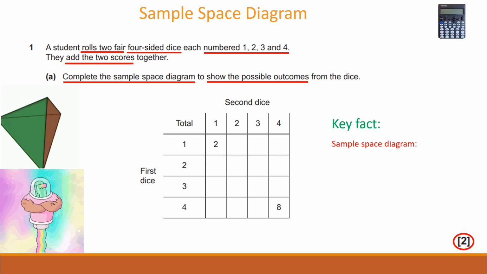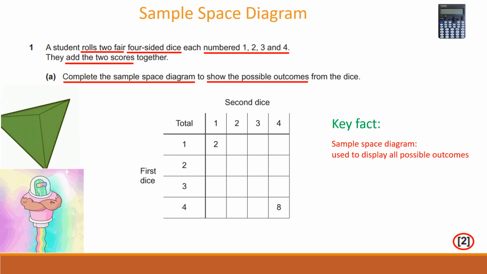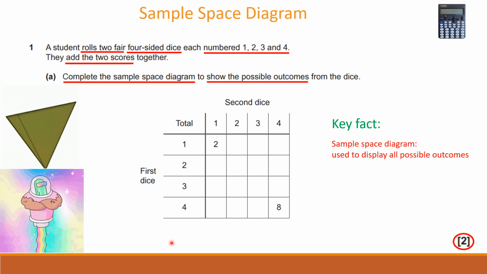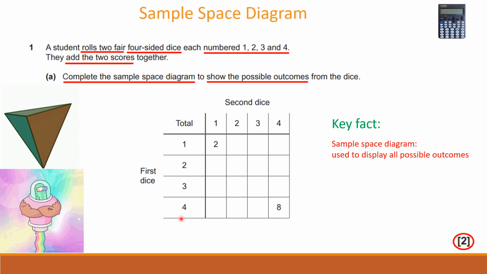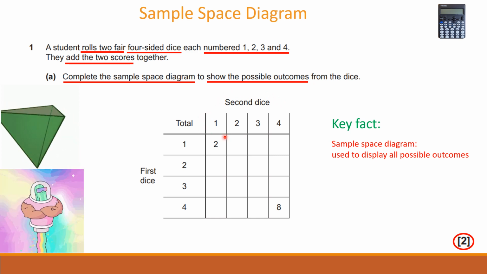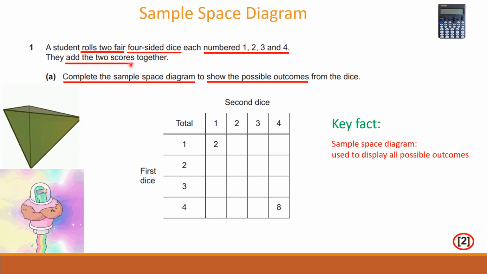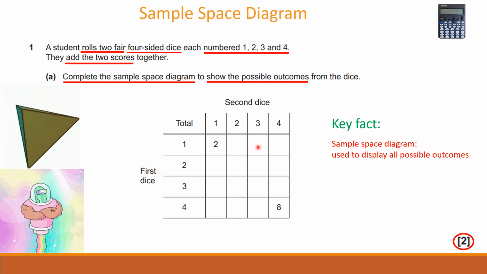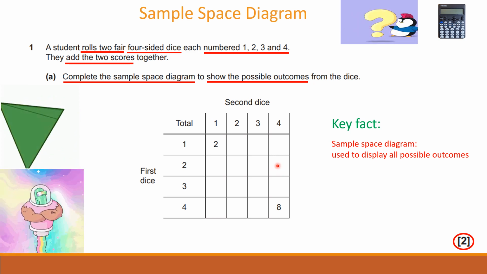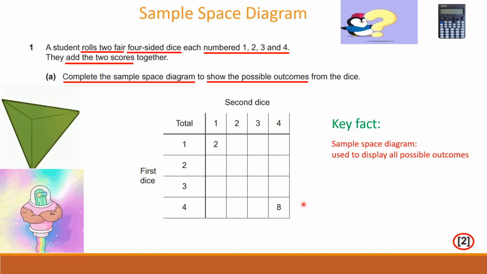The key fact you need to know is that a sample space diagram is used to display all possible outcomes. And in this case here, the sample space diagram that we're looking at is a two-way table. So we've got information for the first dice down here on the left hand side, and then along the top we've got the information for the other dice. So what you've got to do is add together the two scores and then write your answer in the boxes. Press pause, have a go at drawing out the table and writing down the missing values, and then press play when you have completed the table.